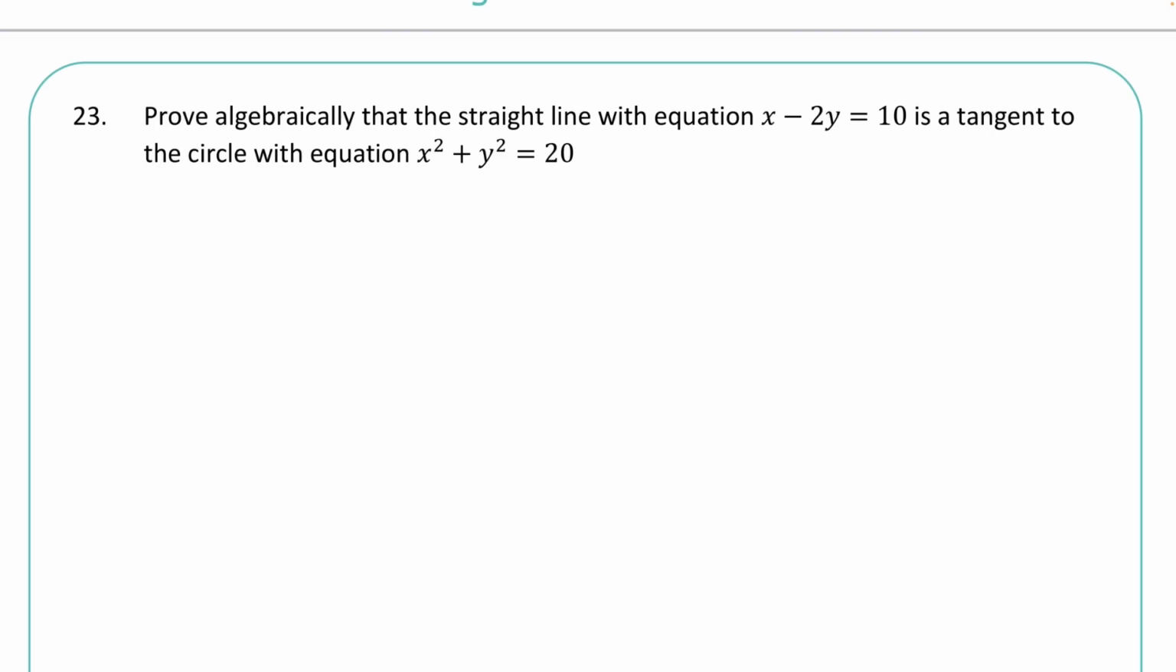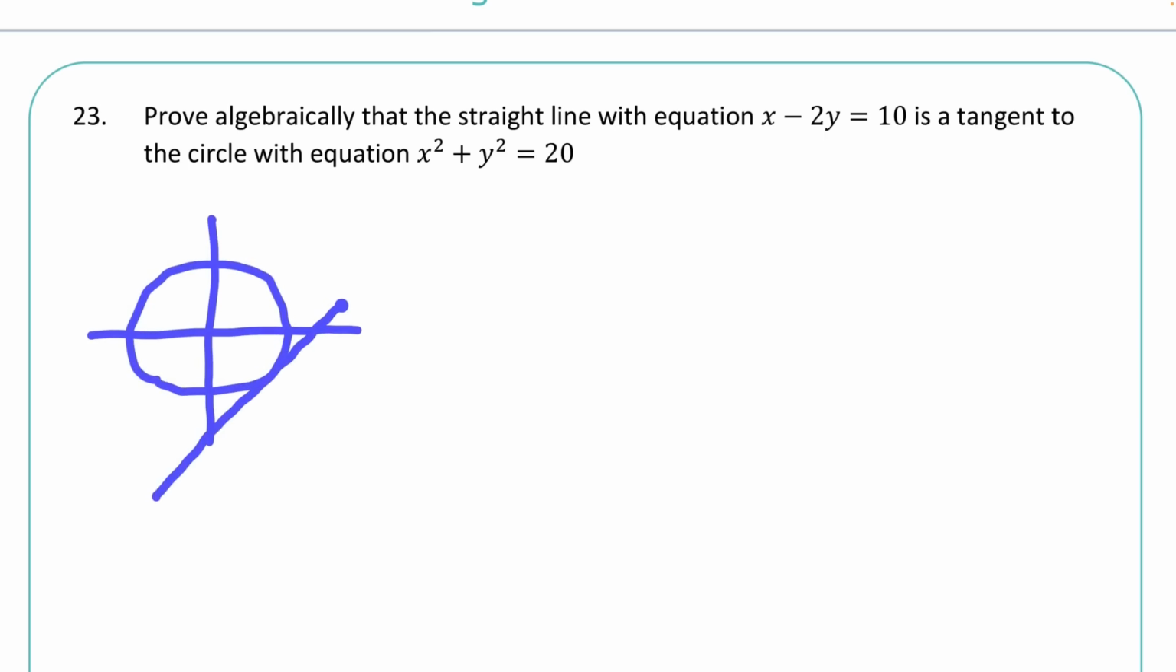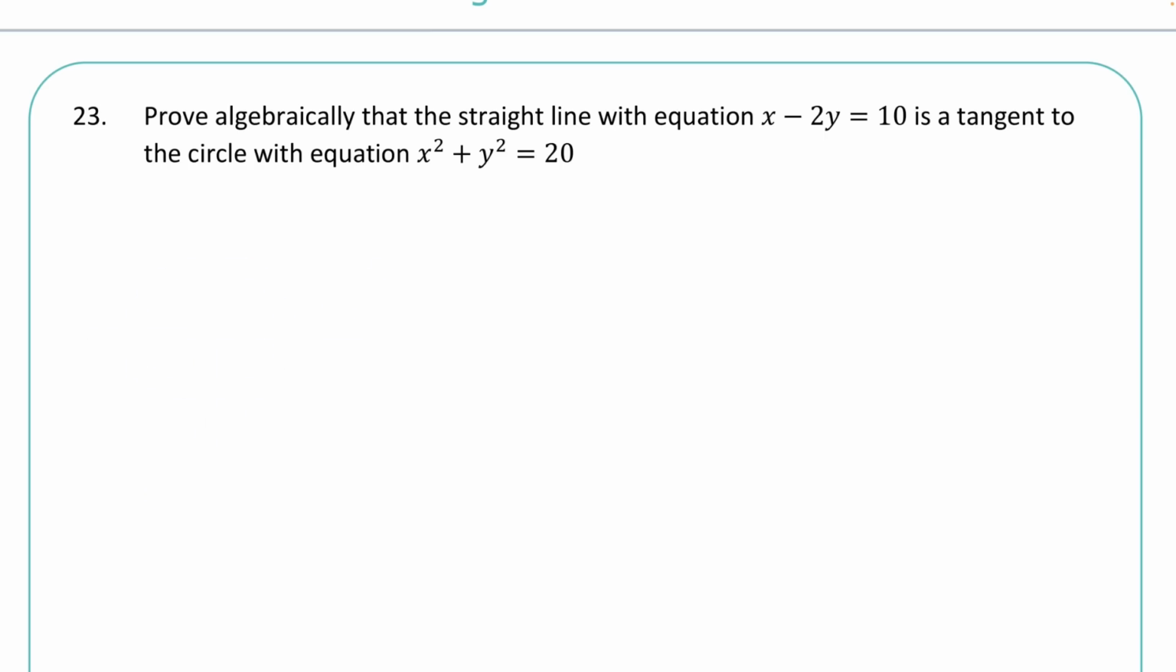Okay, so on to this question, we have prove algebraically that the straight line with equation x minus 2y is equal to 10 is a tangent to the circle with equation x squared plus y squared equals 20. Now, not forgetting what a tangent is, if we have a tangent, it means that we have a circle with a straight line connected to that meets at just one point.